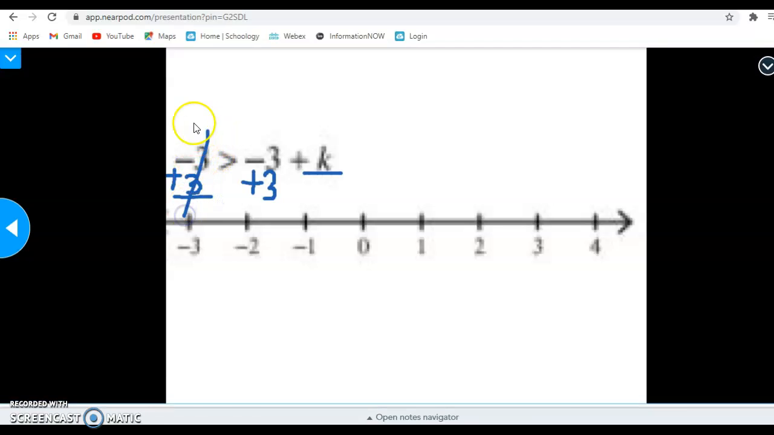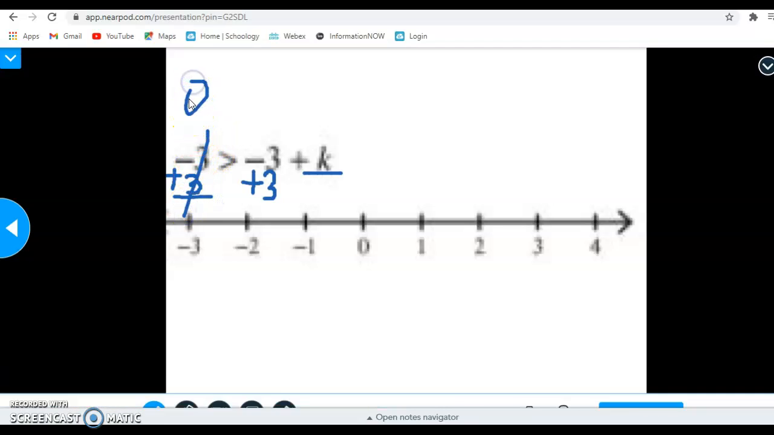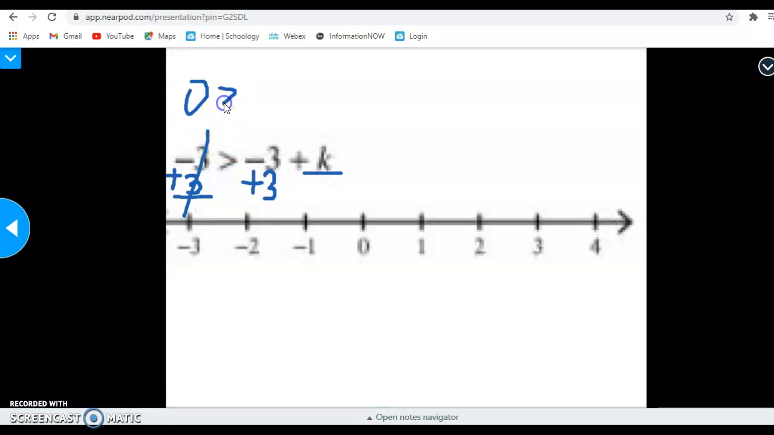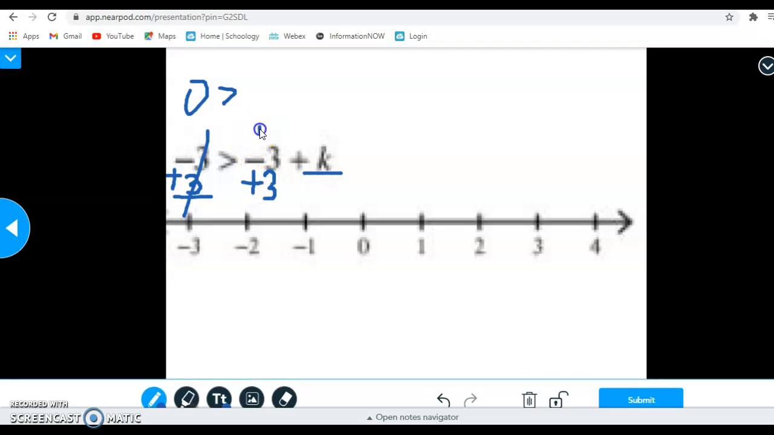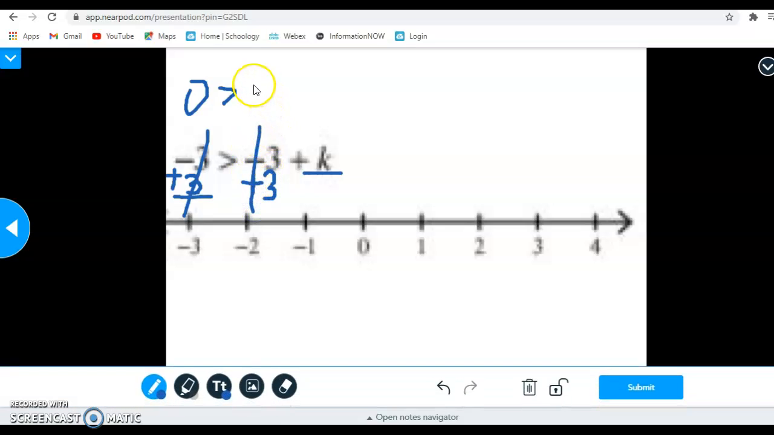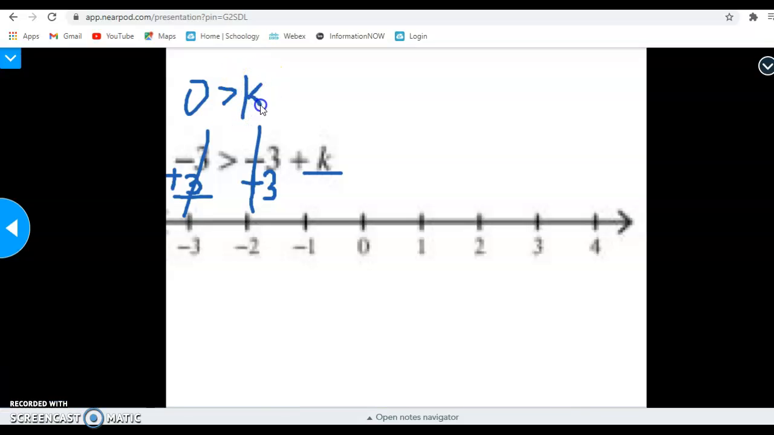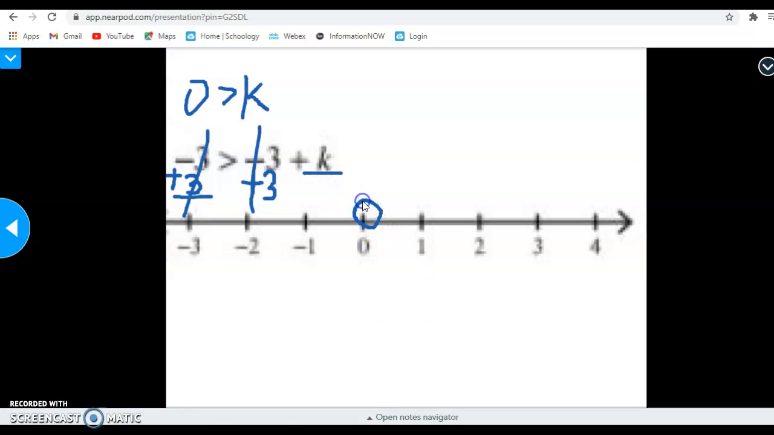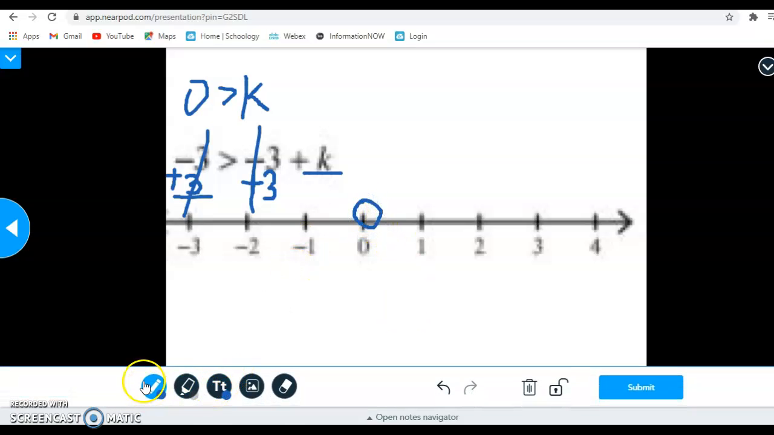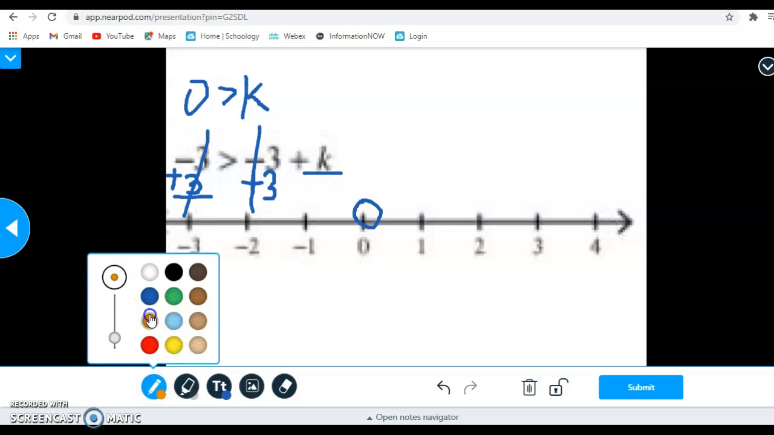So these 3's cancel, and we're left with 0. And when you're adding and subtracting, the sign never flips, okay? And these also cancel. So all we're left with on this side is k, right? Okay, so do we have a line underneath this inequality sign? No. So we're going to draw an open circle at 0. So I'm going to change my color real fast.